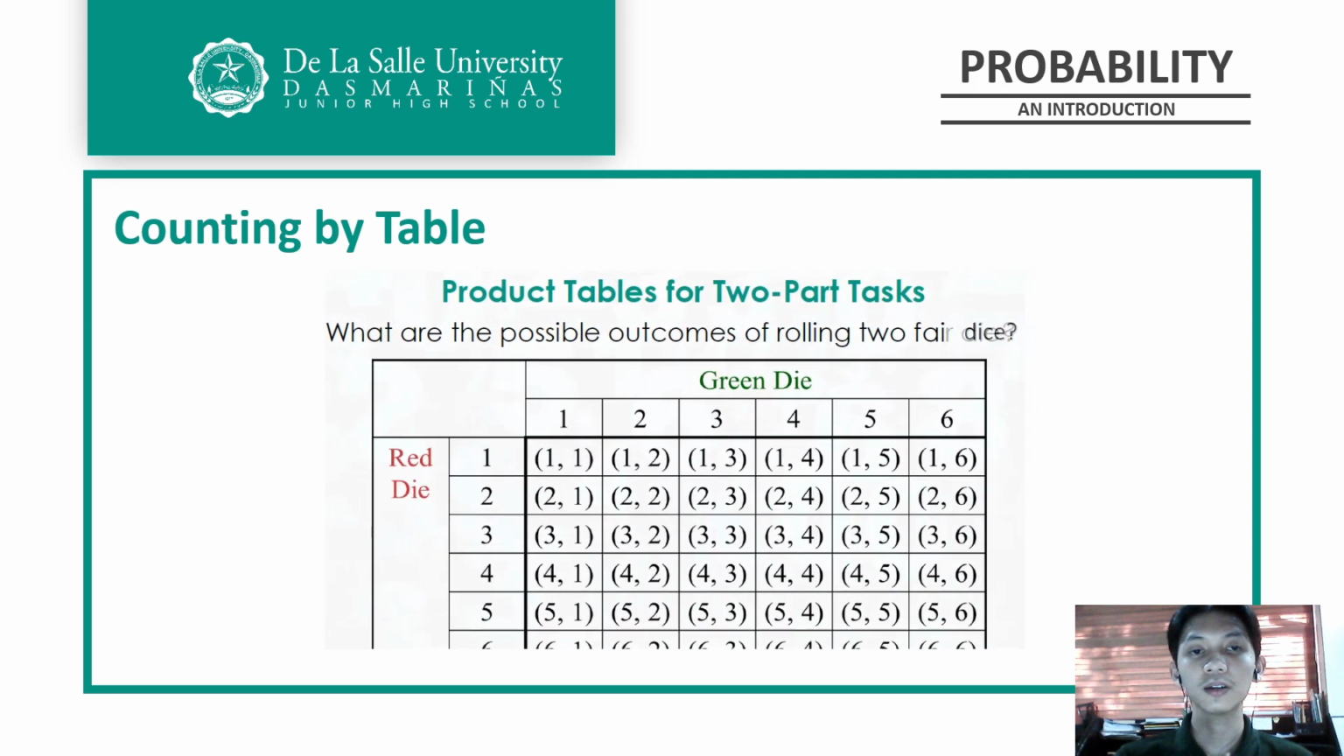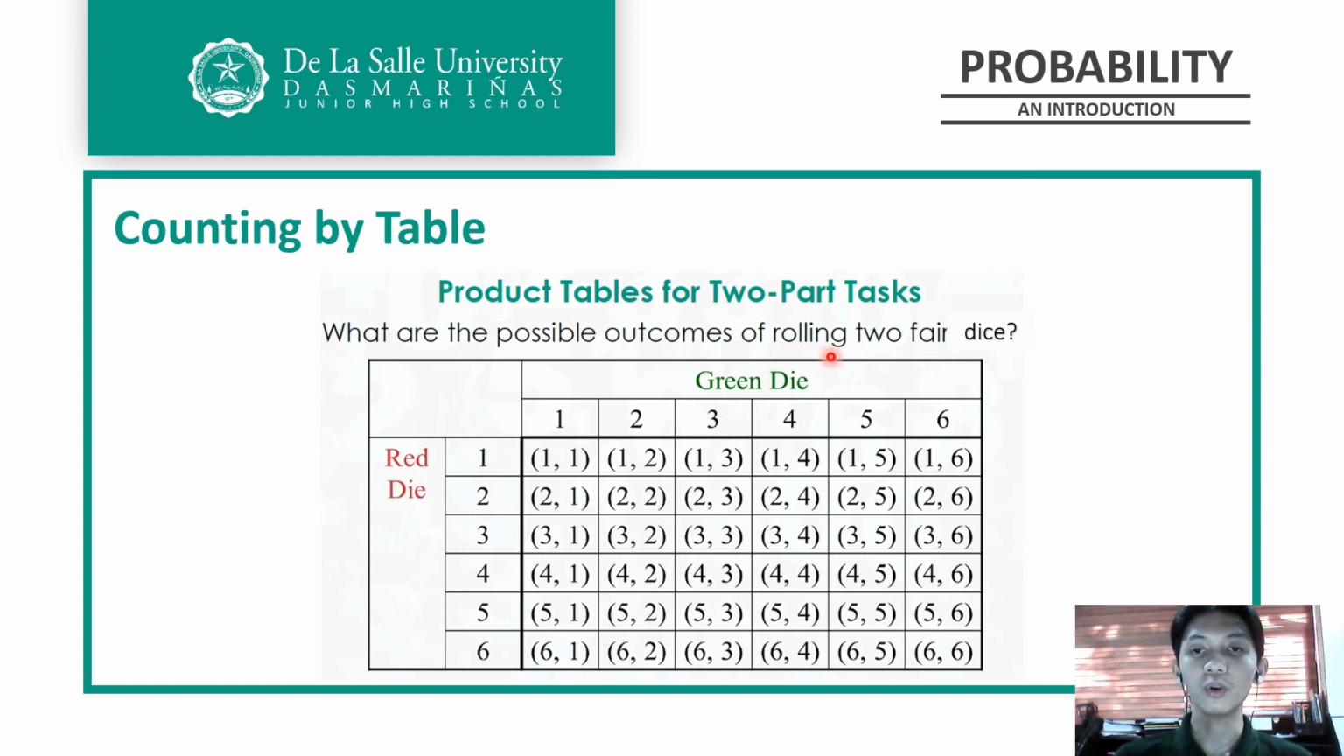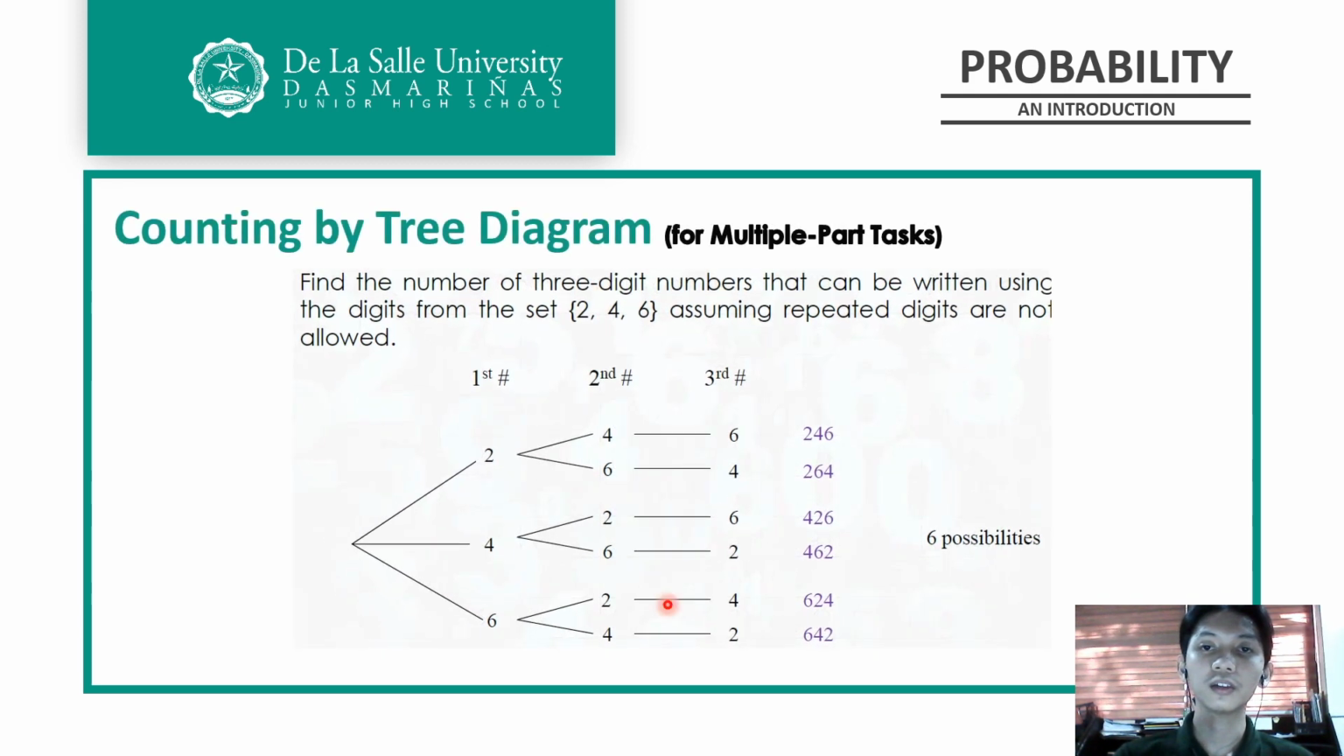Another example is, what are the possible outcomes of rolling 2 fair dice? So in this case, we have a red die for the first part and a green die for the second part. Again, what we're going to do is to get the product of the outcomes from each part or experiment. So these are the possible outcomes. We'll just count them all. Then we'll get 36 possible outcomes. What if there are more than 2 parts in the given experiment?